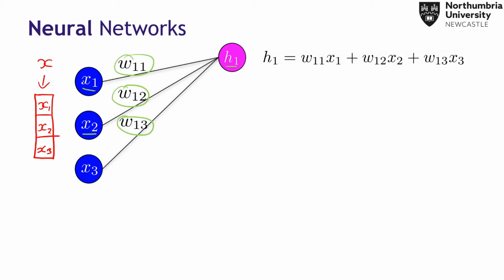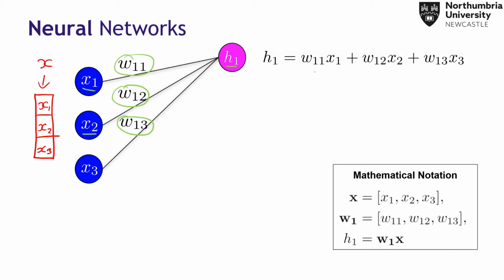Now remember, what you will actually be putting in with these x's are just numbers, and these weights are also going to be numbers. So to calculate this h1, we use the following formula. We simply multiply the weight W11 by the corresponding input feature.